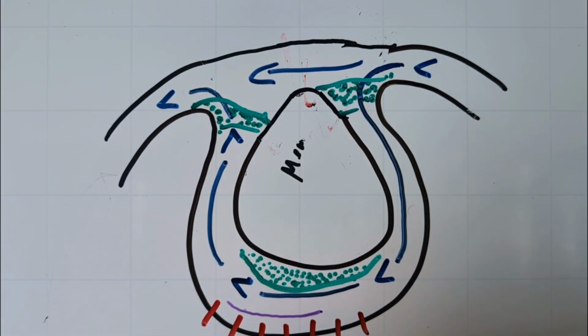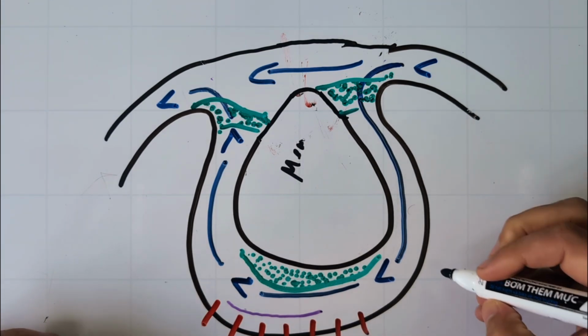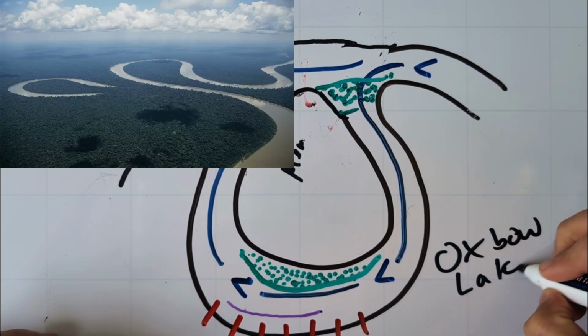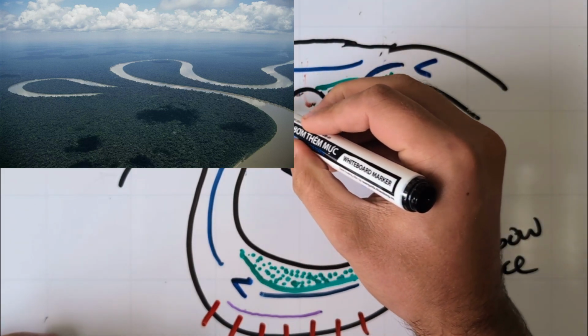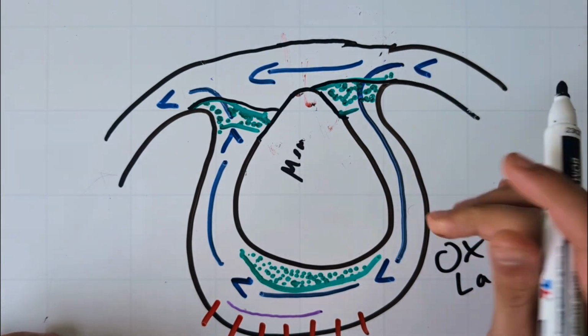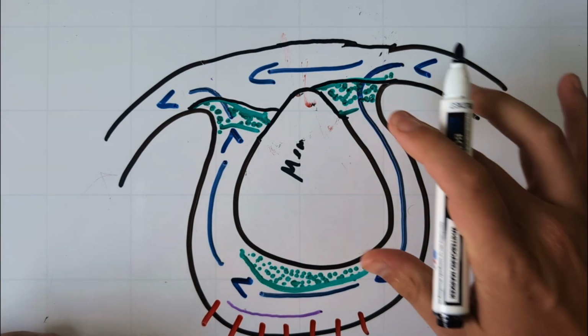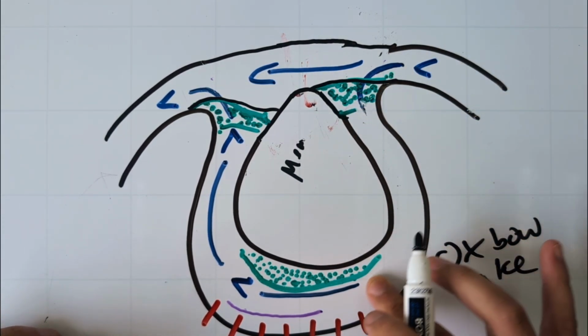New land is created. And now we have what we call an oxbow lake. Okay? The land now forms like this. So there's no water coming in, there's no water coming out. It's called an oxbow lake. So there is no flow.